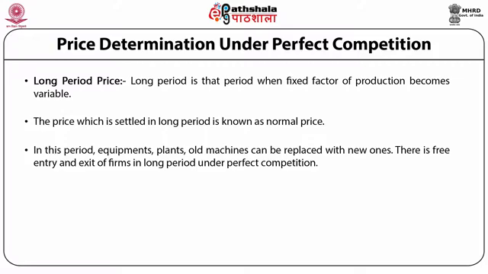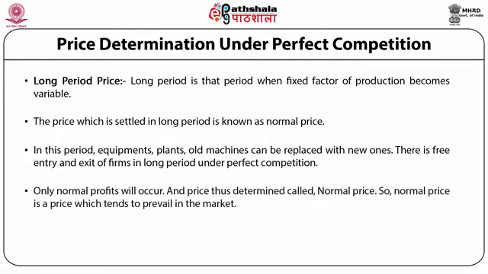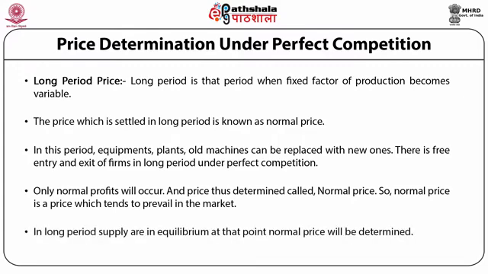In long period, neither excess profit nor loss can occur. Only normal profits will occur, and the price thus determined is called normal price. So, normal price is a price which tends to prevail in the market in long period. So, it is a probable but not a real price. In long period, demand and supply are in equilibrium. At that point, normal price will be determined.